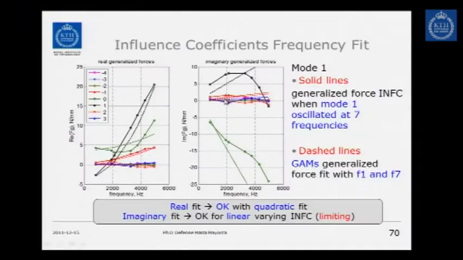And this is represented in this chart. These are the different influence coefficients. If I take one mode and I oscillate it at different frequencies, and I decompose this in the influence coefficient domain, I can get that the real part, I can fit quadratically with these dashed lines, but the damping part, I can only fit linearly. So if, for example, the influence coefficient of blade 1 is not linear like that, I cannot fit that in the frequency. So I'm limited to a specific frequency band.